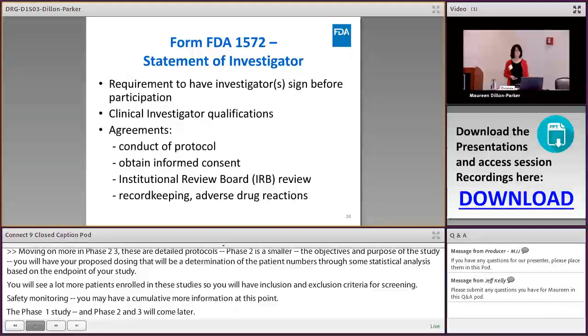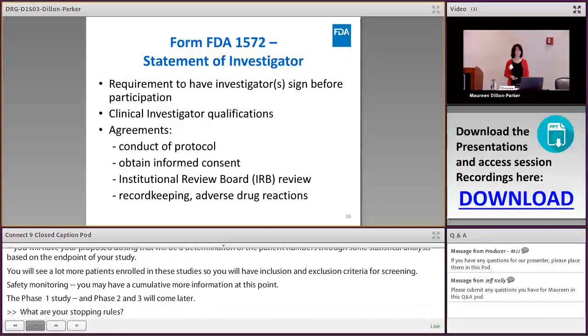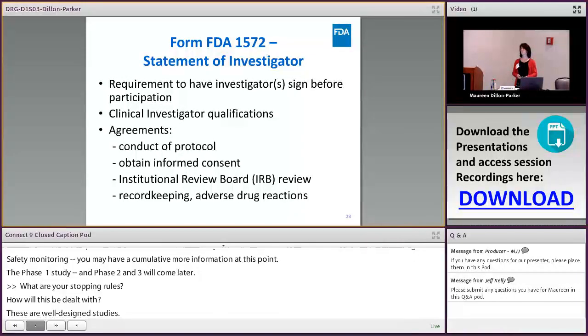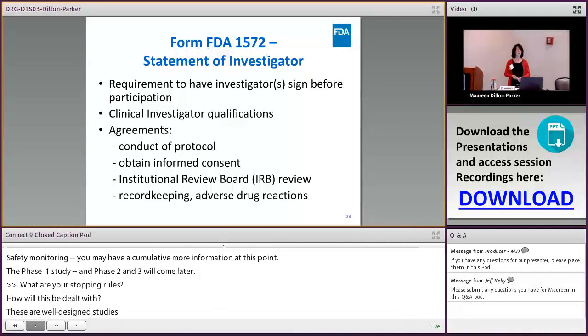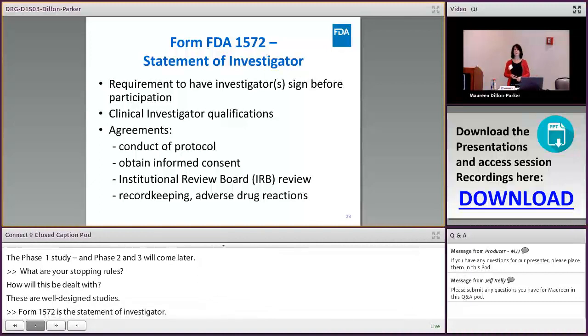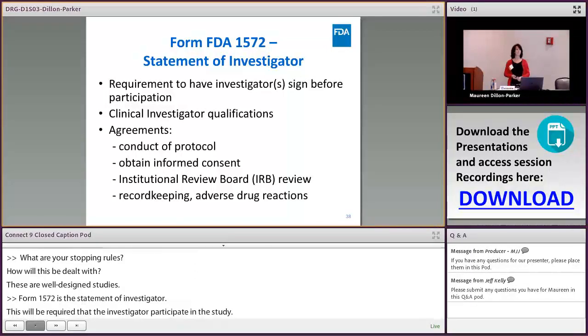So your Form 1572 is your statement of investigator. It's going to be required that your investigators participating in the study sign this form, very much like the 1571. These are their commitments to conduct the study by the regulations. So very important to have these forms.